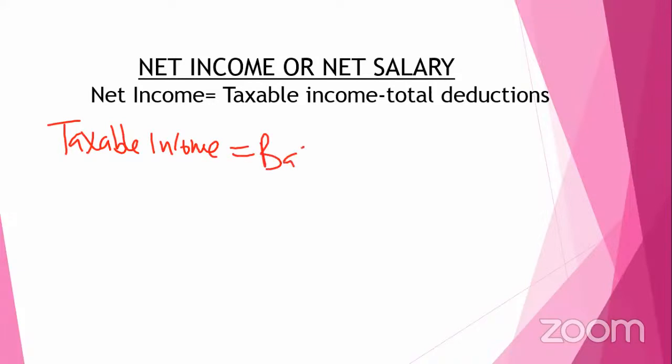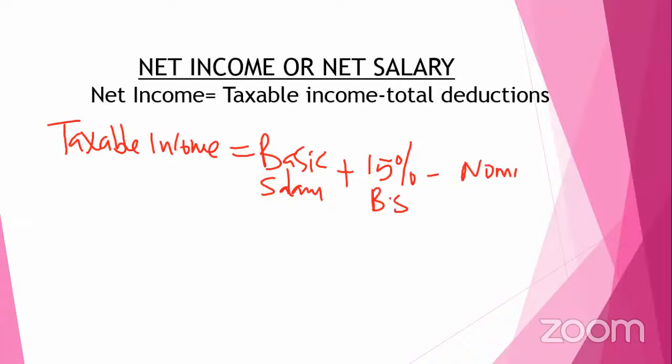You take your basic salary plus 15% of your basic salary minus nominal rent. Let me take an example where if you're employed by Kenya Breweries, they'll give you basic salary. Let's say 300,000 per month. But they also give you a free house.